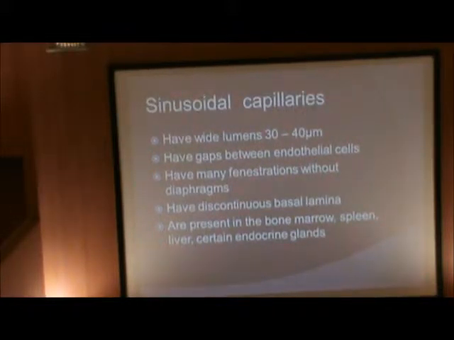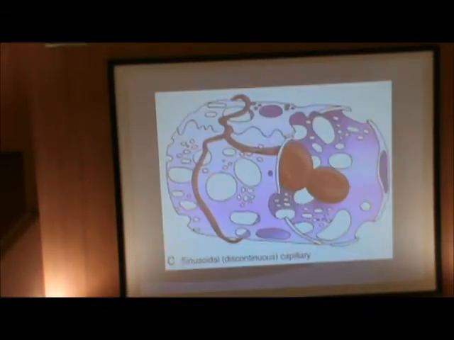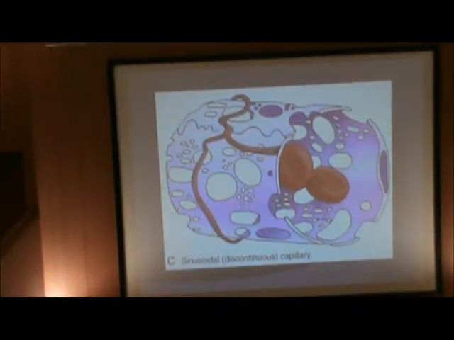Basement membrane is reduced. Sometimes basement membrane is absent. Pores and fenestrations don't have diaphragms. And look here, we have large gaps, large fenestrations, basement membrane is discontinuous, or maybe absent.